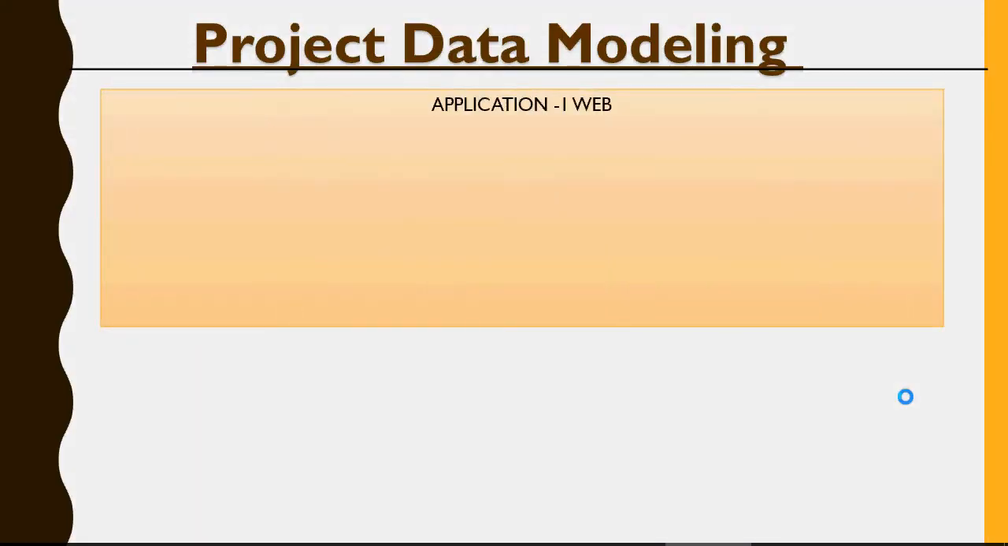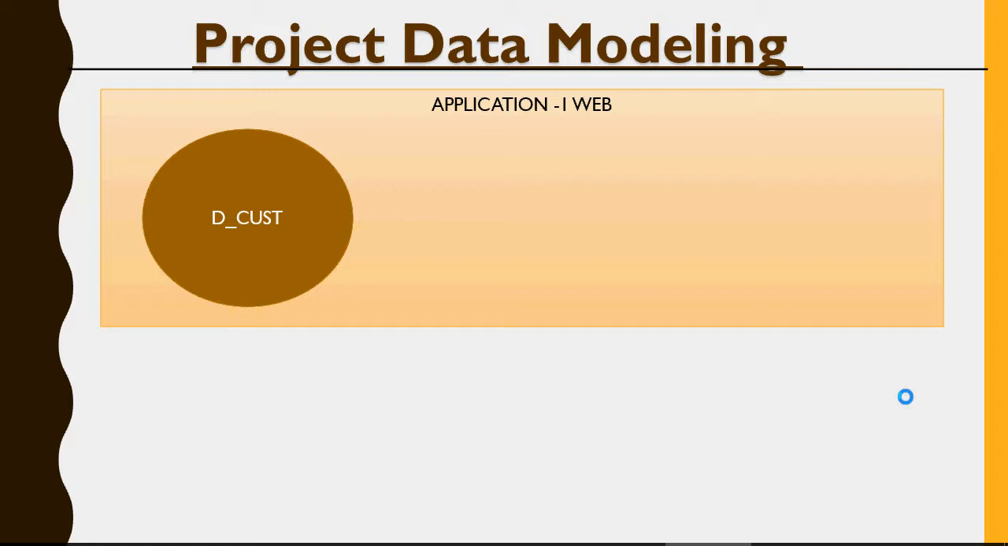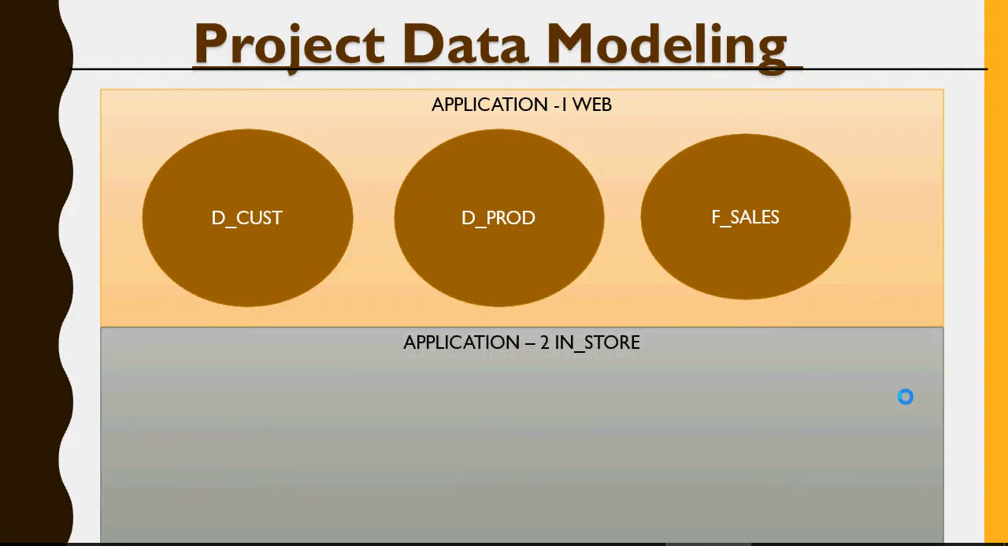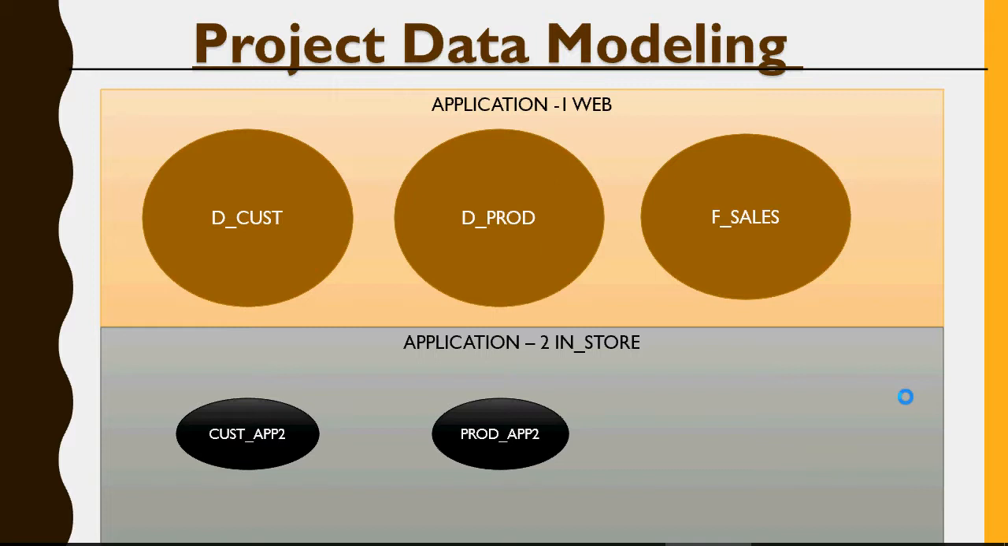So you had application 1, which gives you the web data, which is your access file. You have d_cust table in access, d_prod, and f_sales. Now you have another application, which is application 2, giving you in-store data, which is cust_app2.xls, prod_app2.xls, and f_sales_app2.xls.